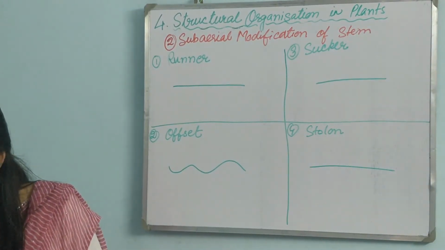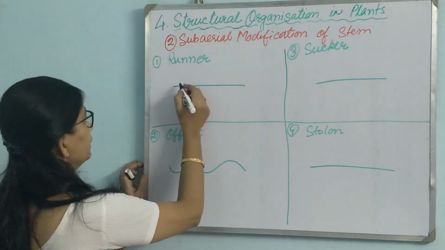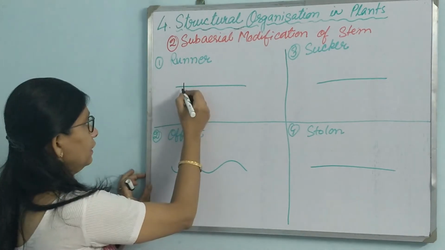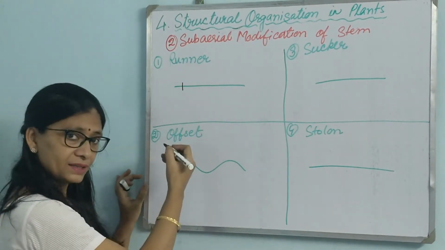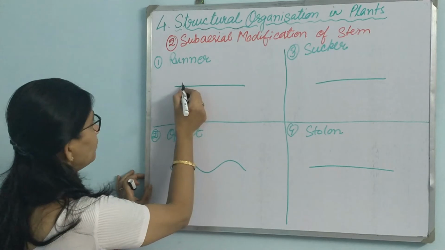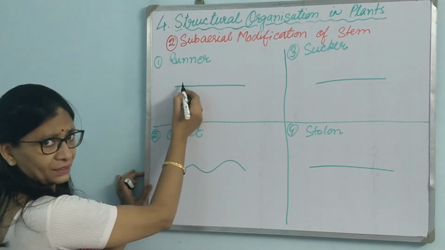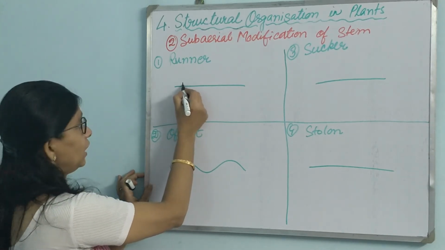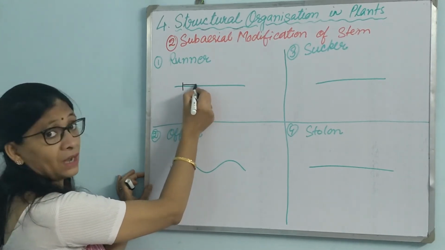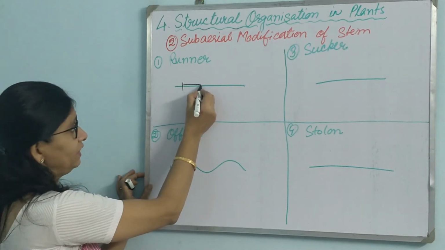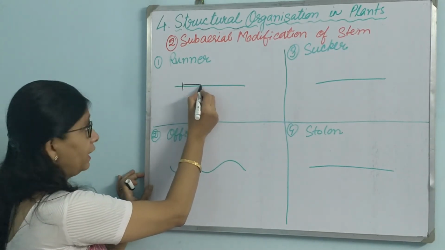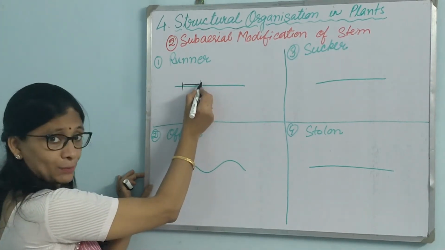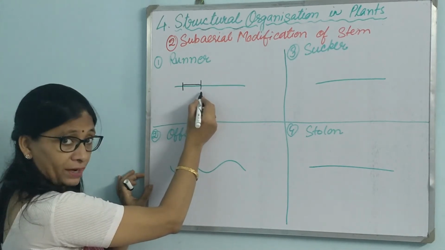In case of runner, say this is one branch of a plant. A part of this is over the soil and a part is under the soil. Now what will happen? From just near the ground, over the soil, a branch, a stem will come out and it will run parallel to the ground. And where it will find soil, it will come in contact with soil, it will give rise to another stem, in which one part is above the soil and one part is under the soil.